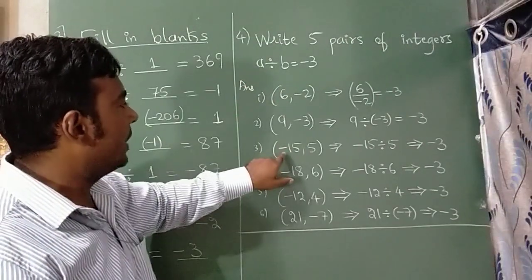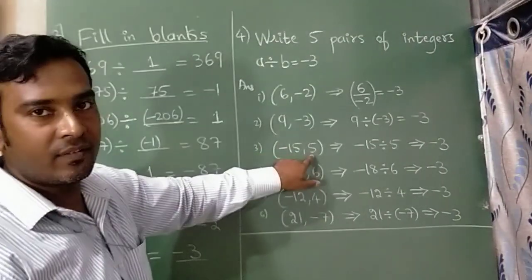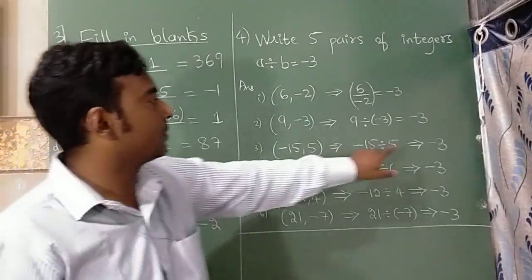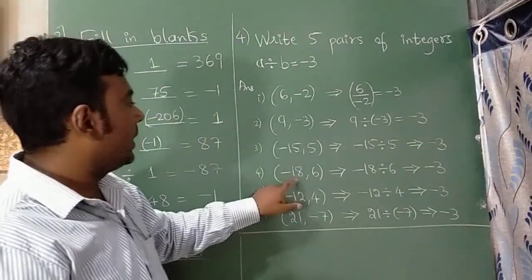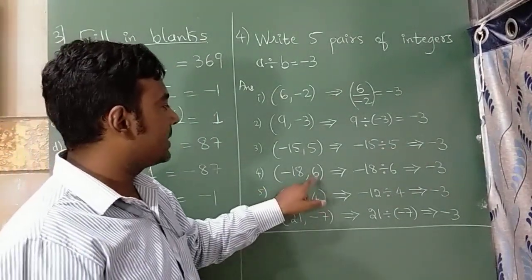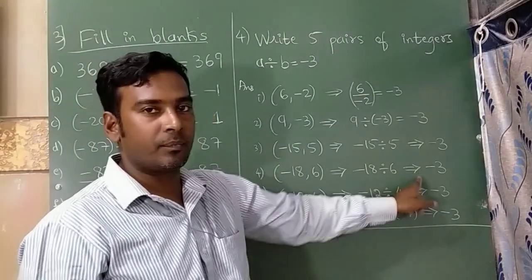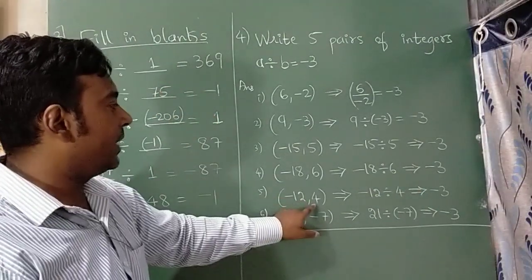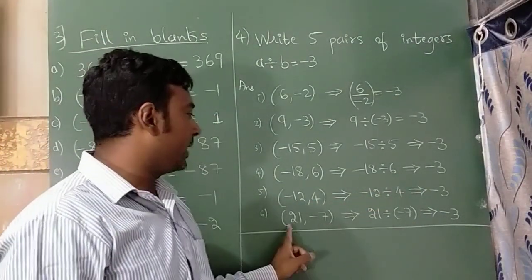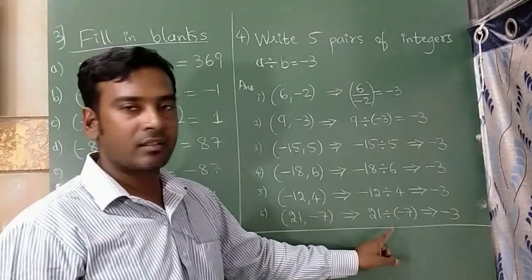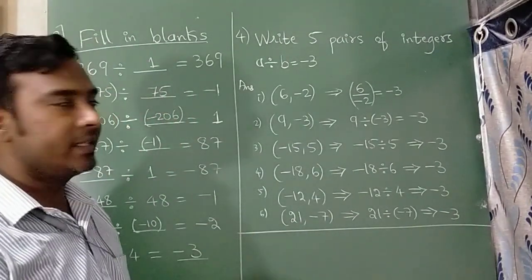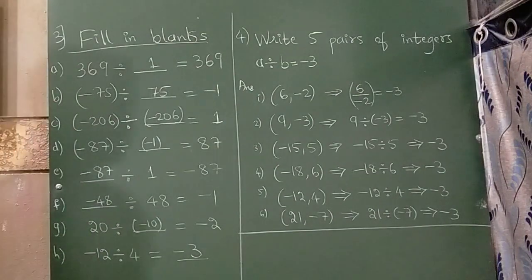Now next a and b values are minus 15 and 5. 5 threes are 15. Fine. Minus 18 and 6. 6 threes are 18. Okay. Minus 12 and 4. 4 threes are 12. Minus 21 and 7. 7 threes are 21. Fine. So I hope you are understanding this. Let's move on to the next question.